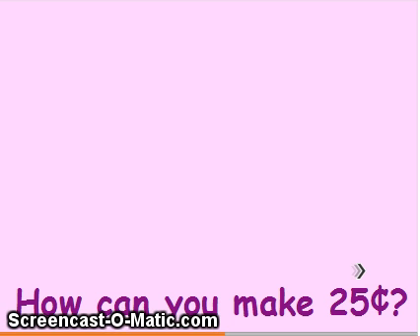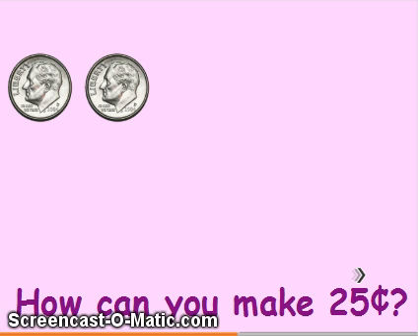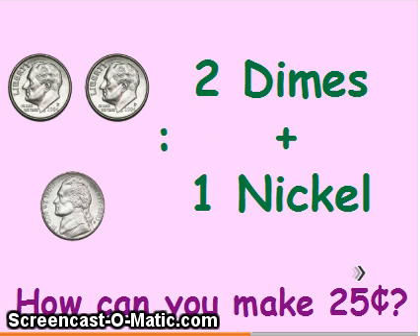How can we make 25 cents using nickels and dimes? Use your paper to work out this question. We know that the nickel is worth 5 cents and the dime is worth 10 cents. So, 1 dime, 10 cents, another dime, 10 cents, so 10 plus 10 is 20, plus 1 nickel, which is 5 cents, so 20 plus 5 equals 25 cents. 2 dimes plus 1 nickel makes 25 cents, and that is the same as 1 quarter.